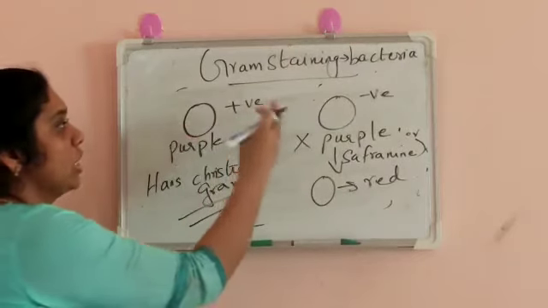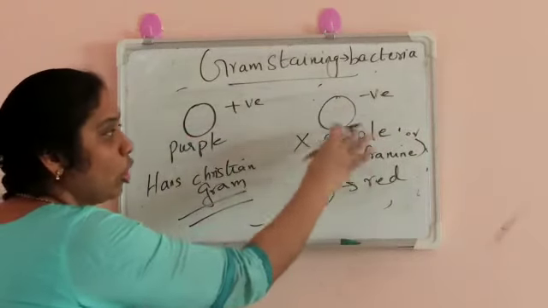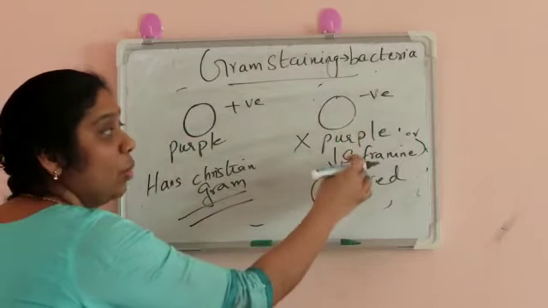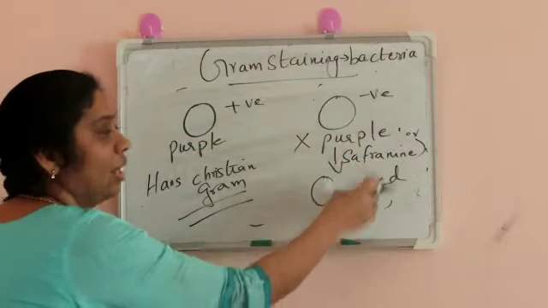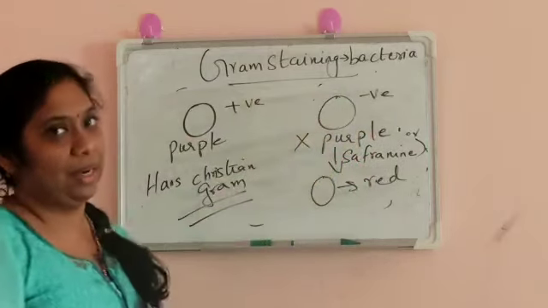So gram positive bacteria are purple. Those bacteria which do not retain the purple color and are treated with safranin become red, and are called gram negative bacteria.